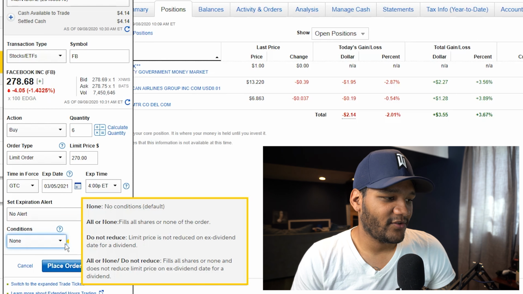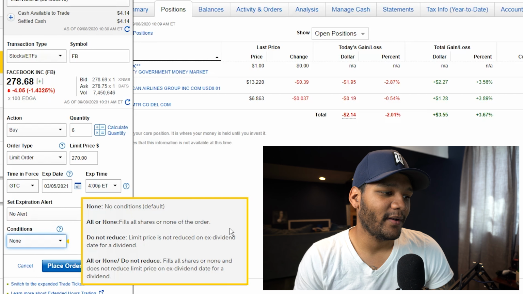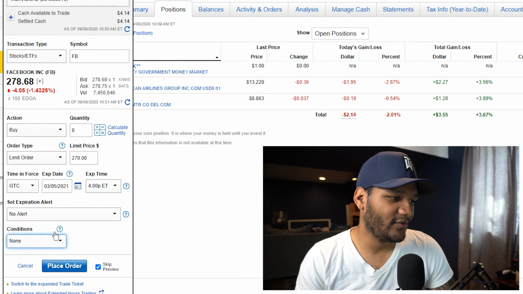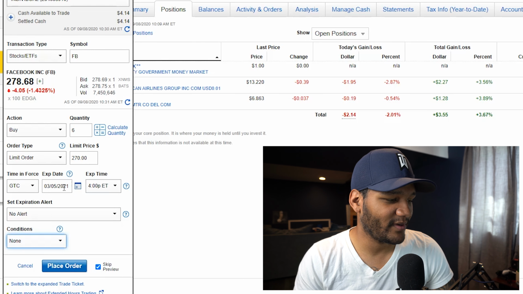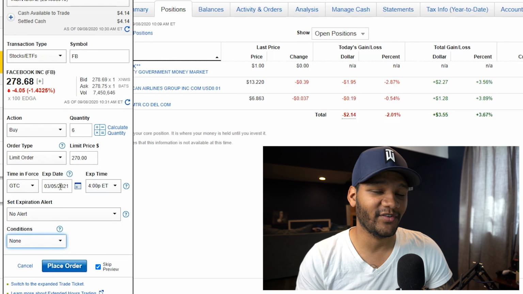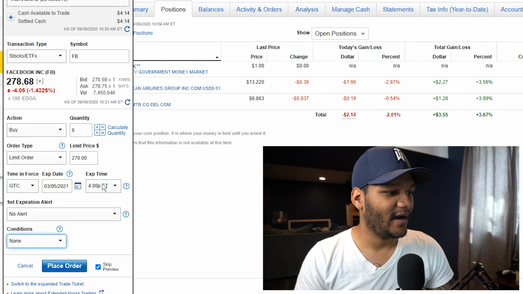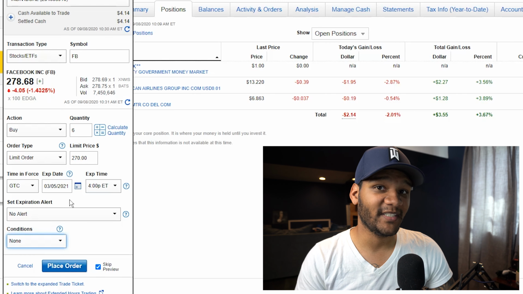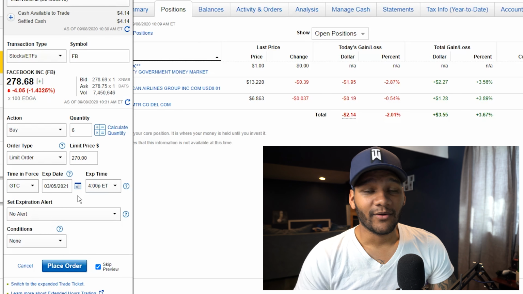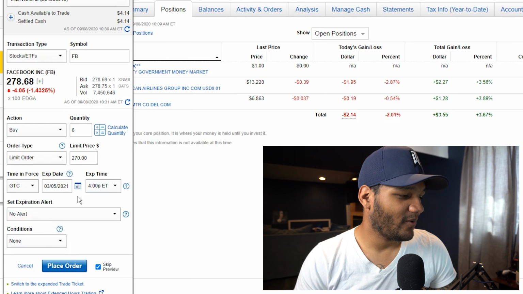And then you can get the conditions to where you have no conditions. Most people will have no conditions. Fill all shares or none of the order, which technically you can do in other areas. But you can set the time here. I forgot to go through that. You can set the actual expiration date if you want the expiration date earlier than 180 days, and then also the time to sell those positions, or cancel the order there.